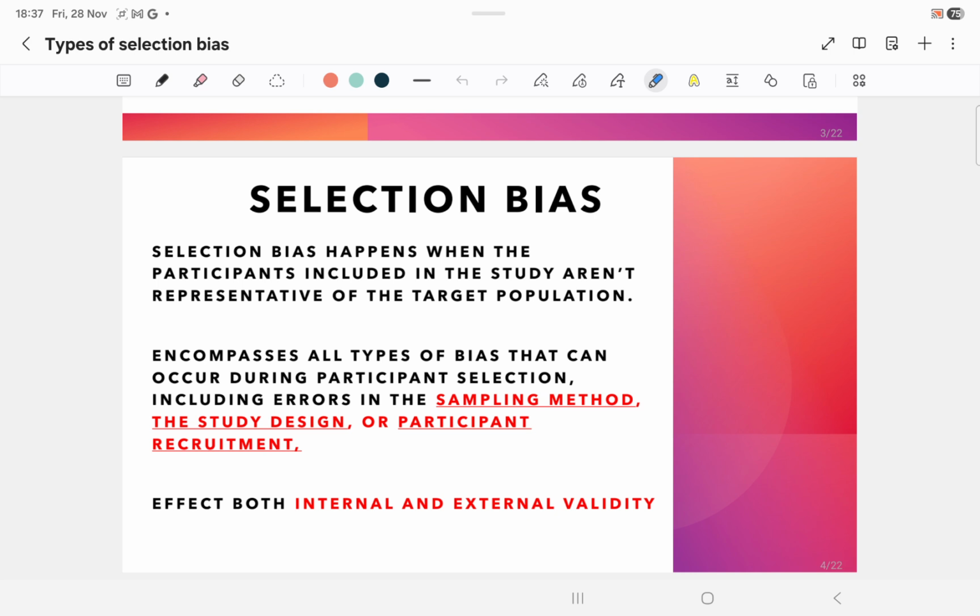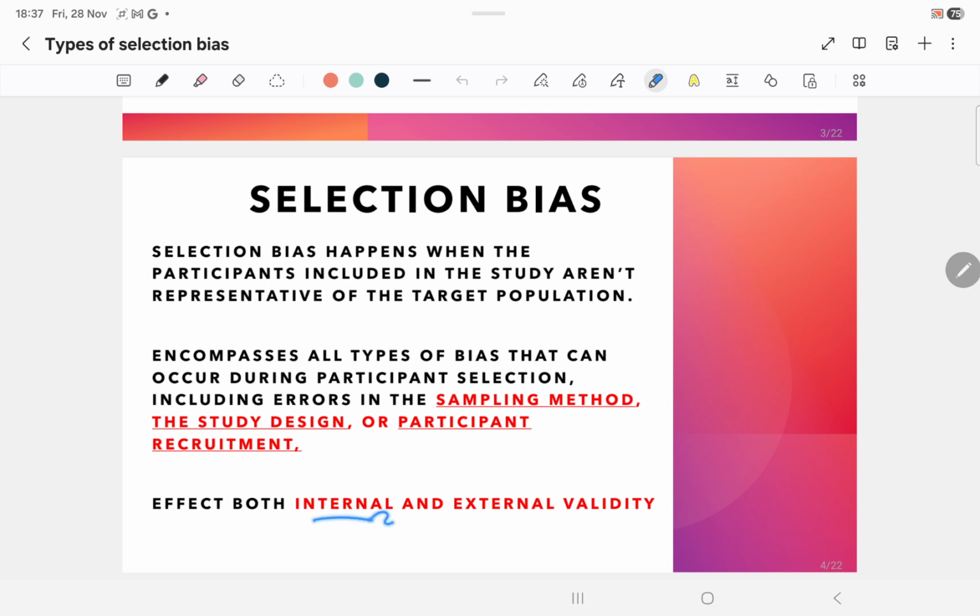This can be due to several reasons. This can be due to wrong sampling, the study design, or the way you recruit the participants. For example, you don't do the randomization properly, you don't do the allocation concealment properly. All these things can lead to selection bias. It affects the internal and external validity of the study.